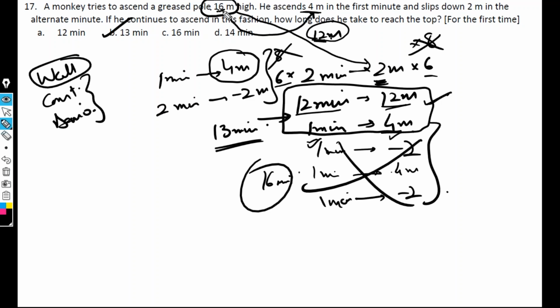Soumya, 16 is the total work which is to be done. 4 meter is the work which is getting added. So 16 minus 4 is 12 meter. This is how we got 12. And then 12 divided by 2 is 6, so I multiplied both sides by 6. Is it done, Soumya? Good.